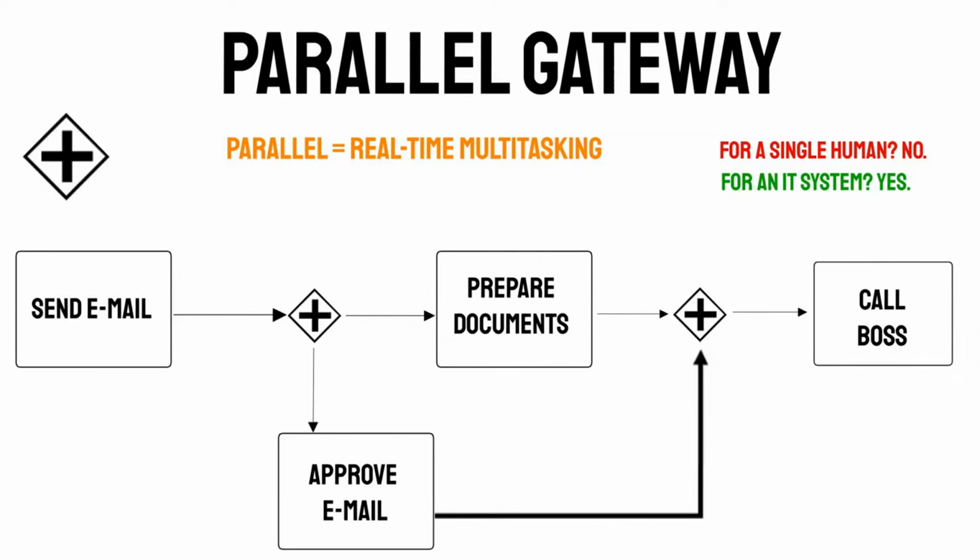The parallel BPMN gateway implies that you can only proceed further if all paths within the parallel gateway have been completed. Let me know in the comments if this makes sense to you.